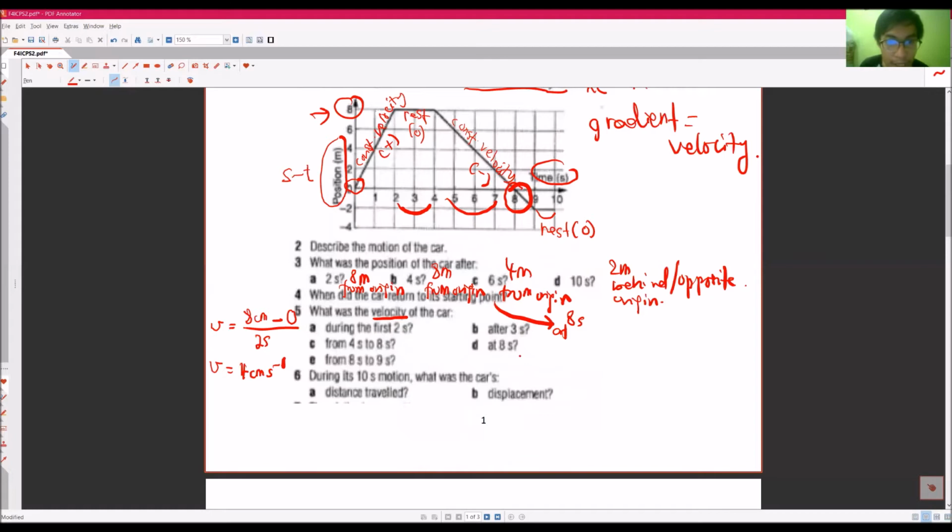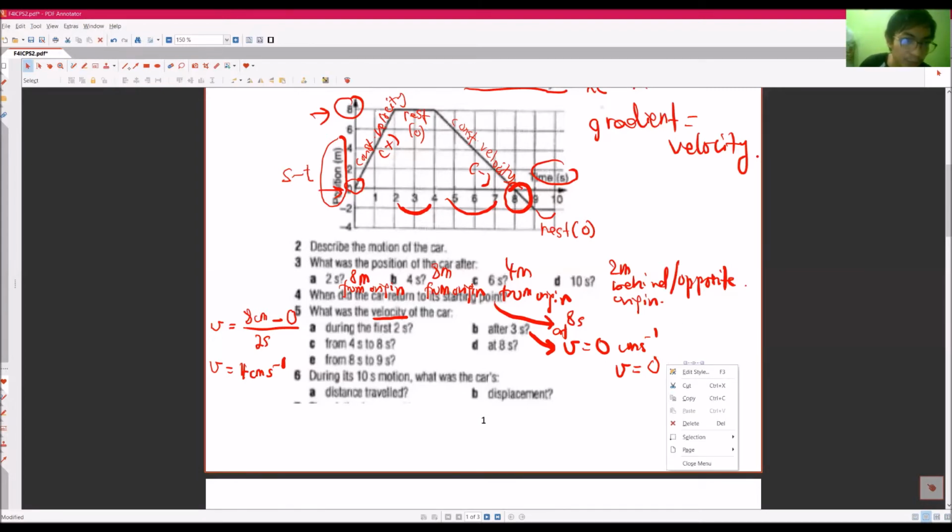B, after 3 seconds. So after 3 seconds, it is at rest. So we don't need to explicitly show our calculation here. We just say that 0 cm s^-1. C, from 4 seconds to 8 seconds. So 4 to 8. So we need to calculate V equal to the final displacement, sorry.